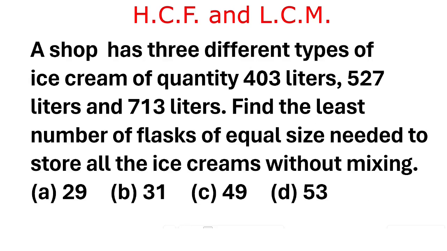Our question is, a shop has 3 different types of ice cream of quantity 403 liters, 527 liters and 713 liters. Find the least number of flasks of equal size needed to store all the ice creams without mixing. The given options are option A 29, option B 31, option C 49, option D 53.